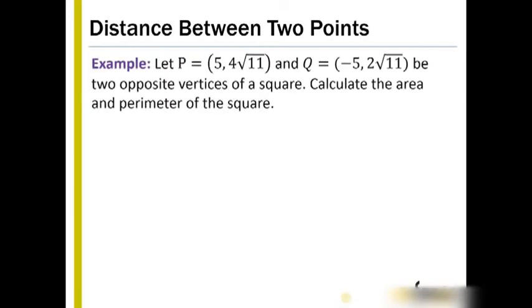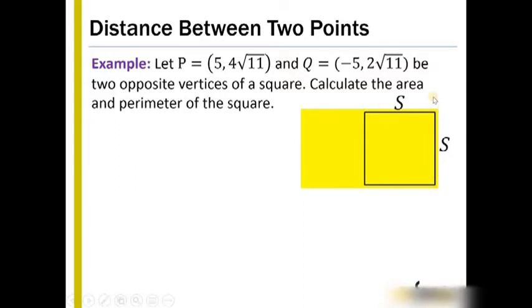Example, let P, which is (5, 4 root 11), and Q, which is (-5, 2 root 11), be two opposite vertices of a square. Calculate the area and perimeter of the square. In this case, it's going to help to draw a diagram. So here's our square with side length S.